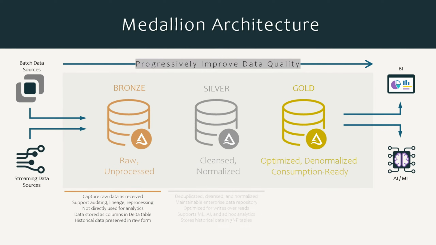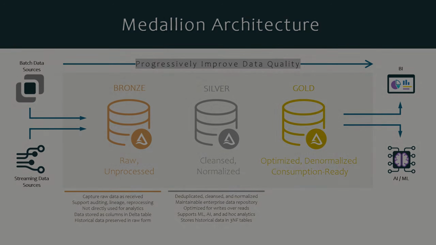Up next, we have the silver layer. This is where things start to take shape. The raw data from the bronze layer undergoes initial transformations to become more structured and usable. At this stage, we perform tasks like removing duplicates, cleansing the data, standardizing formats, splitting data into distinct tables, and more. The goal is to create an enterprise-wide well-structured data repository that is maintainable, optimized for frequent write operations, and capable of supporting machine learning and AI workloads, as well as on-demand ad hoc analytical queries.